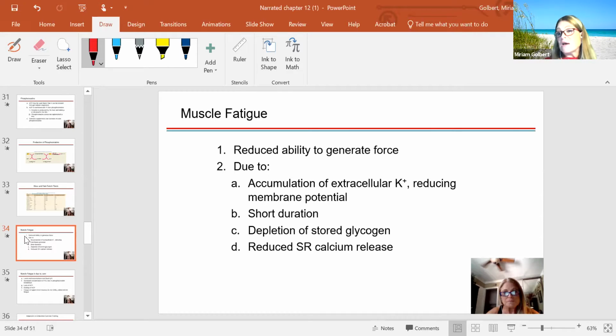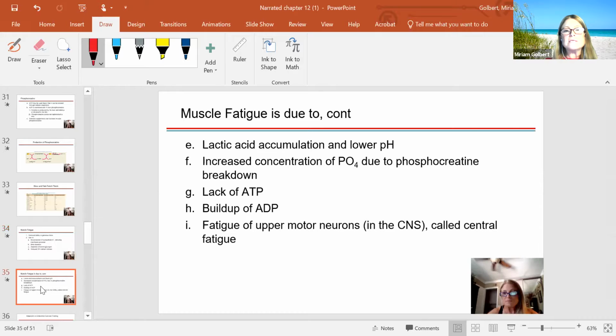You can also run out of glycogen, right? If you didn't have a good source or you didn't load up on your carbs before that event. Maybe you don't have a lot of calcium in your sarcoplasmic reticulum. These are all things that could happen when your muscles are fatigued. You accumulated a lot of lactic acid. That's a problem as well.